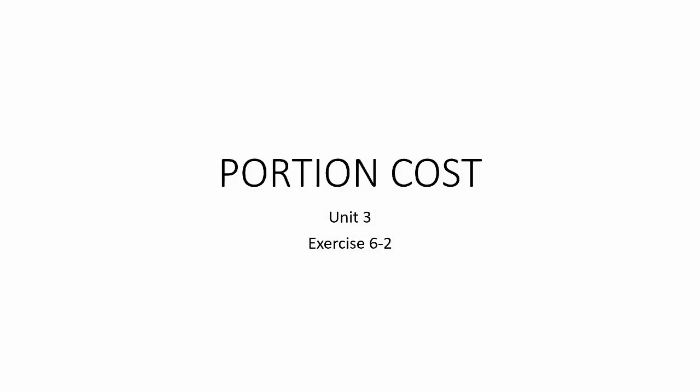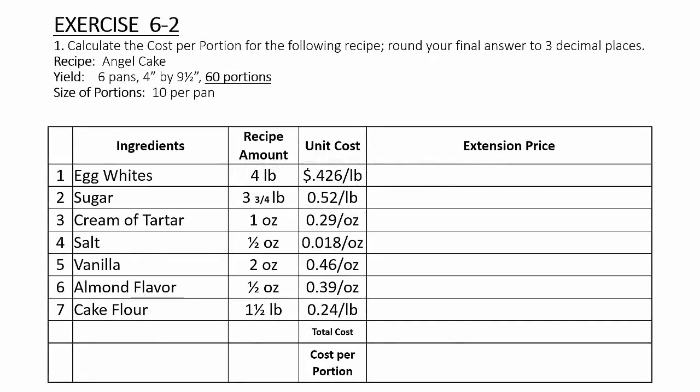Welcome to Unit 3, Exercise 6-2, Portion Cost. This is where we calculate how much a portion, what we sell to our customer, costs out of the total recipe cost. So let's take a look at what this looks like. Here is a recipe, and if we look at our instructions, we are to calculate the cost per portion, and we're to round our final answer to 3 decimal places.